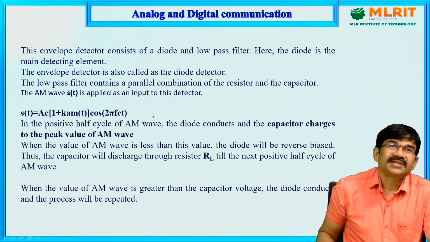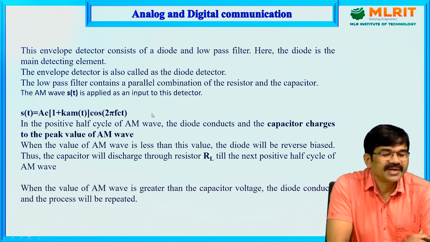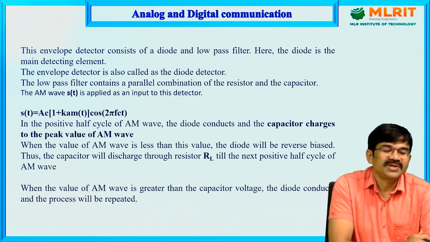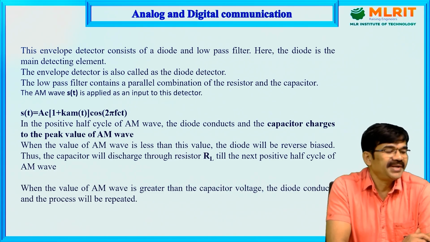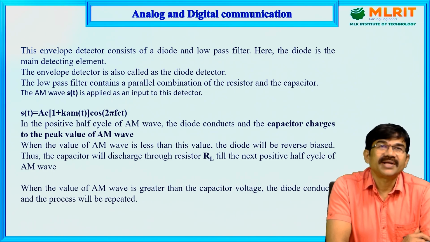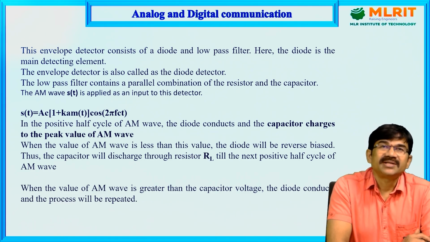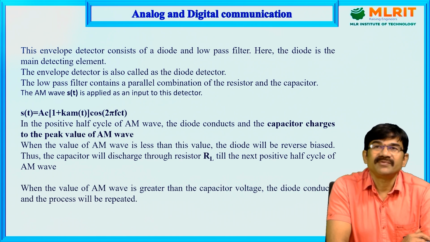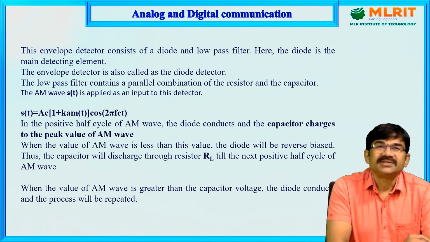The envelope detector contains the diode and the low pass filter. Here the diode is the main detecting element. The envelope detector is also called a diode detector. The low pass filter contains the parallel combination of RL and CL. The AM wave S of t is applied as the input to the detector.